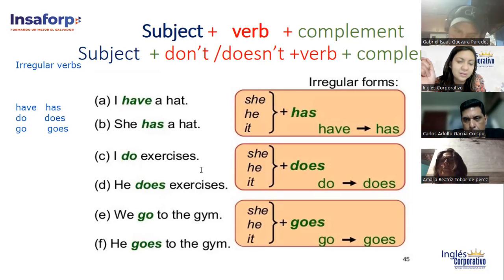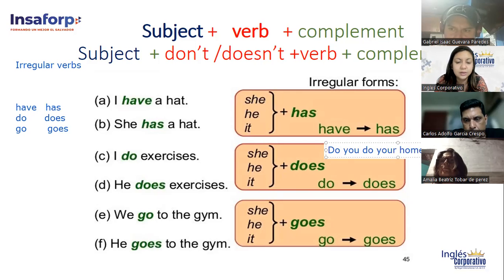So in that case, we start the question with do or with does. I'm going to write here: Do you do your homework every day? Okay, I'm using do here as an auxiliary because it's a question, and I need to start the question with the auxiliary do. But my verb is do also. Do my homework. Do your homework. Do you do your homework every day? Yes, I do.